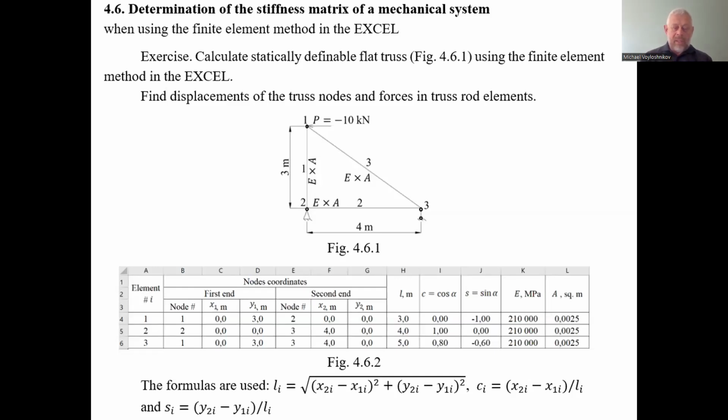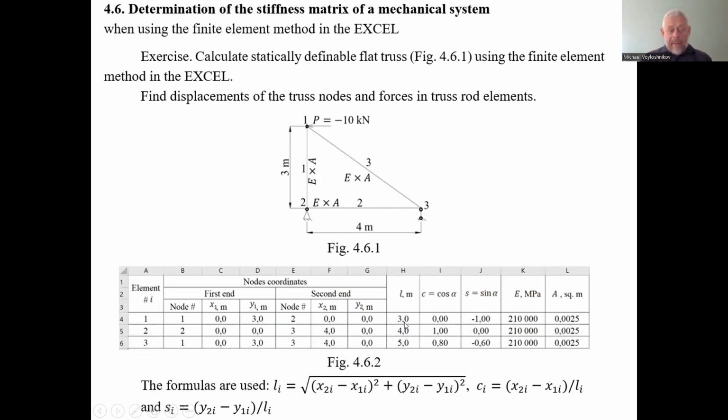So first we consider the assigned truss. We specify the coordinates of the assigned flat truss in the table of the data as coordinates of the beginning and the end of each rod, the first end and the second end. Each rod is a finite element. We define the sequence 1, 2, 3 of the finite elements, rods of the same cross-sectional area and the same material, with the same elasticity.